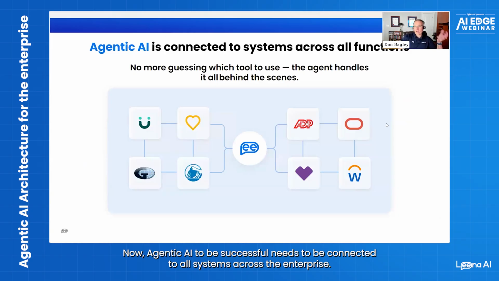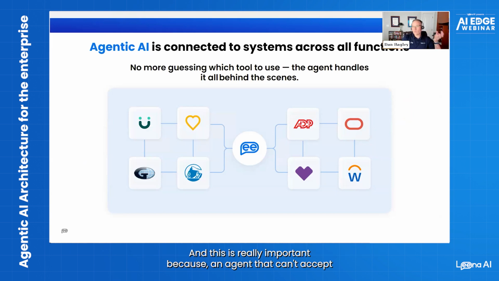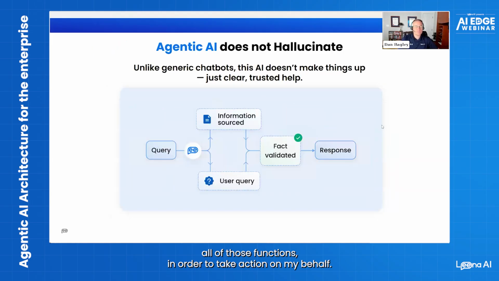Now, agentic AI, to be successful, needs to be connected to all systems across the enterprise. And this is really important, because an agent that can't take action on my behalf isn't much of an agentic AI. And when we think about connecting from an enterprise context, we all experience a bloat of enterprise systems inside of our organizations: HR, IT, technology, finance, procurement. Those disparate systems continue to be a challenge. So an agentic AI, in order to be successful, needs to be connected across all of those systems, all of those functions, in order to take action on my behalf.